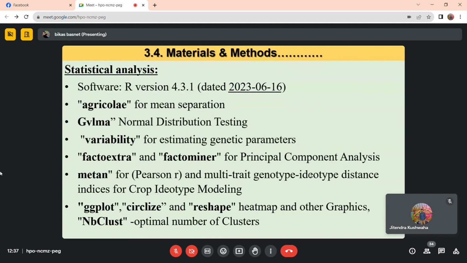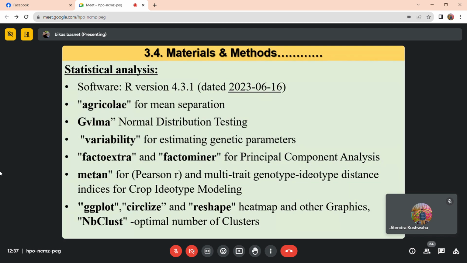Global validations of the linear model assumptions are used for the normality testing, and the variability package is used for the estimation of genetic parameters. Factor Extra and FactoMineR are used for the principal component analysis, multitrait stability analysis, and metan is used for the Pearson correlation matrix analysis.